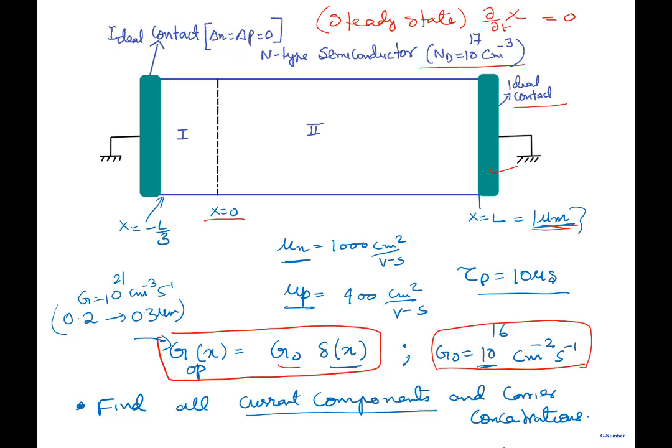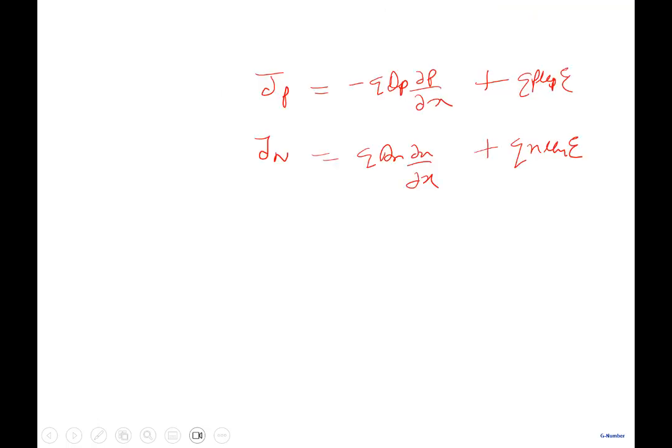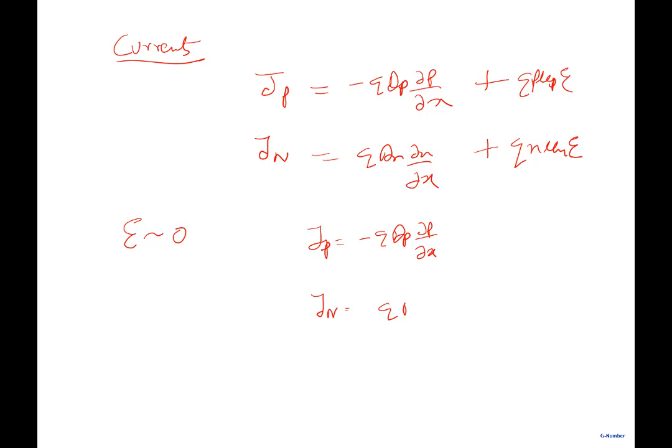So note that no voltage applied. So you have Jp and Jn. This could be a starting point. Current expressions, everybody knows this. So now what she's saying is E is 0. So I should use Jp equal to minus Q dp del P by del X and Jn equal to Q dn del N by del X.